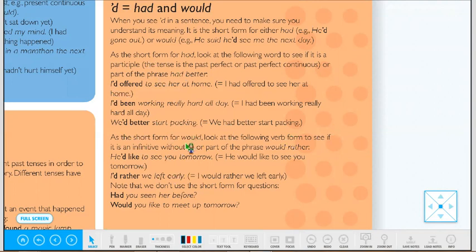As the short form for would, look at the following verb form to see if it is an infinitive without to or part of the phrase would rather. Okay, would rather.